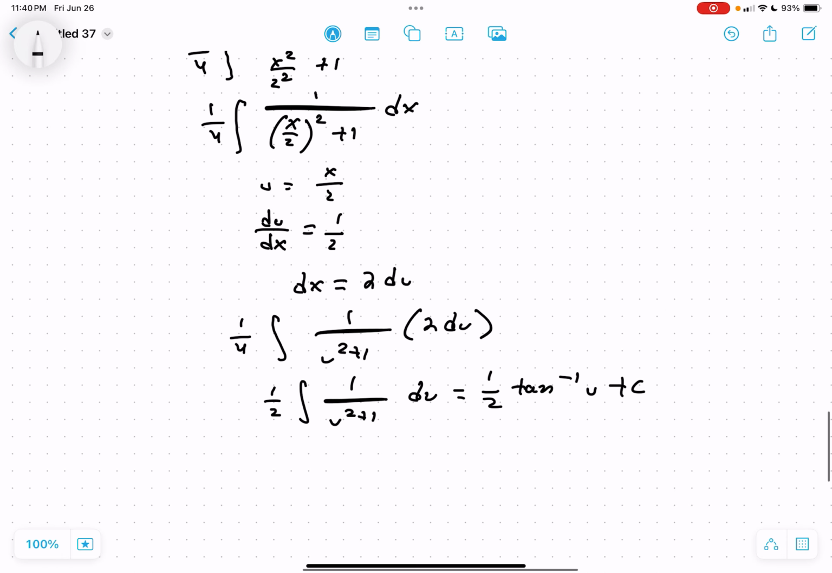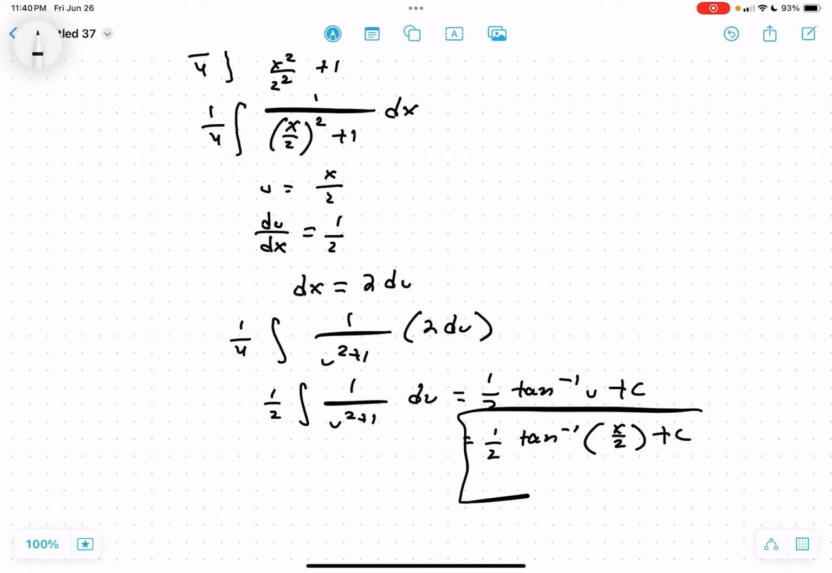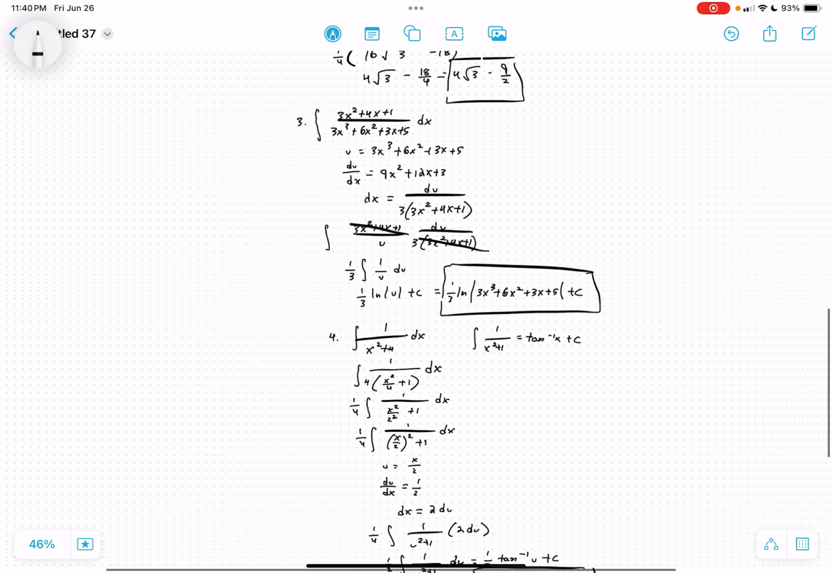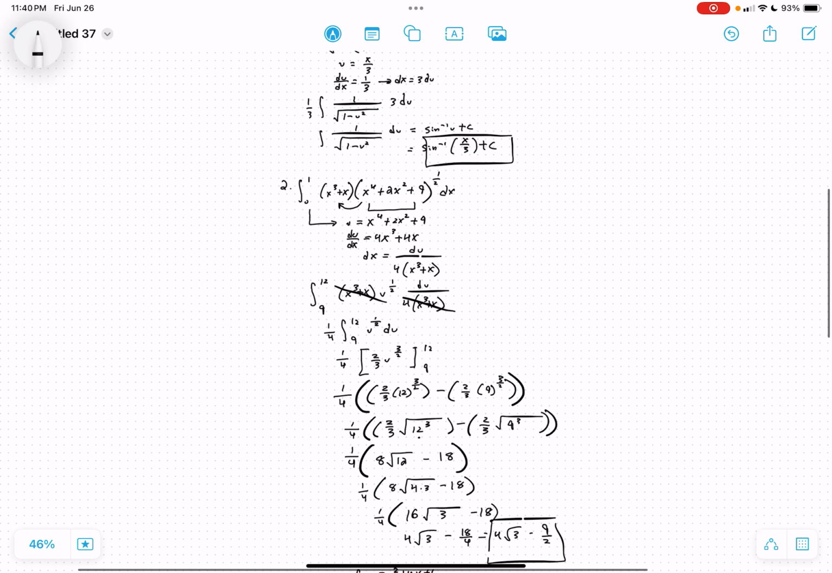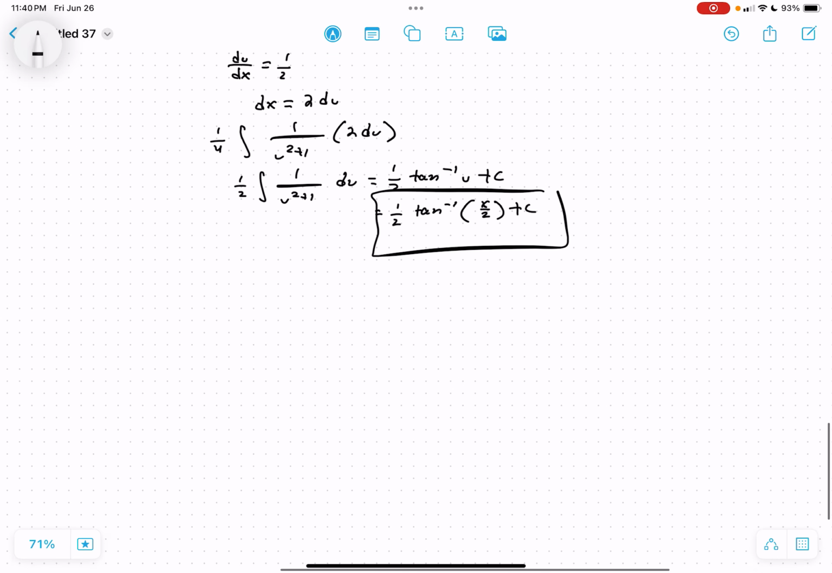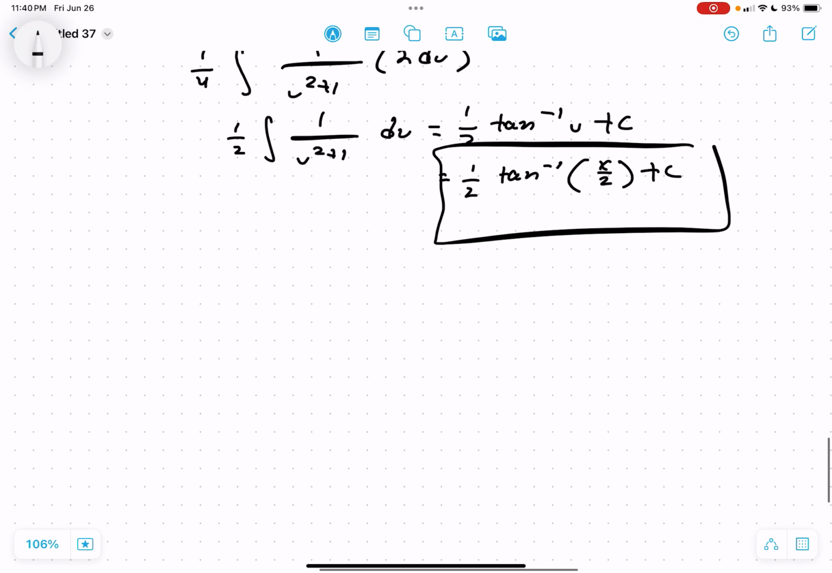And now all I have to do is sub in u as x over 2, and I get 1/2 tan inverse x over 2 plus c. And that is my answer for integral number 4. So far we've done these 4 integrals. And the 5th integral we're going to do is going to be this. It is going to be the integral.